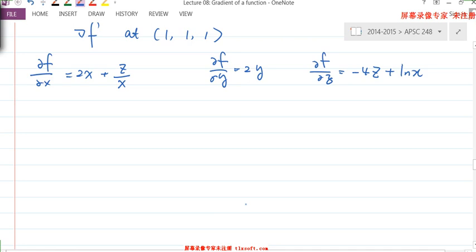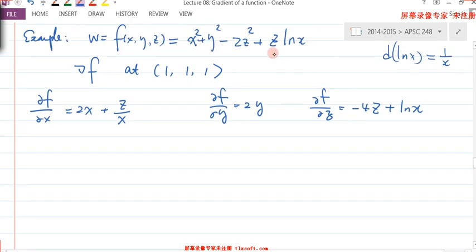So anyway, then what we do is we plug the 1, 1, 1 into here, here, here. Apparently your del f is equal to, with 1, 1, 1, so 3, 2, negative 4 plus ln 1, which is 0, so negative 4. There, right? That's the gradient vector. So you should get rid of the fear of the gradient vector in terms of the calculation. This is so simple. All you need is three partial derivatives. In terms of calculation, that's it. There's nothing more complicated than that.